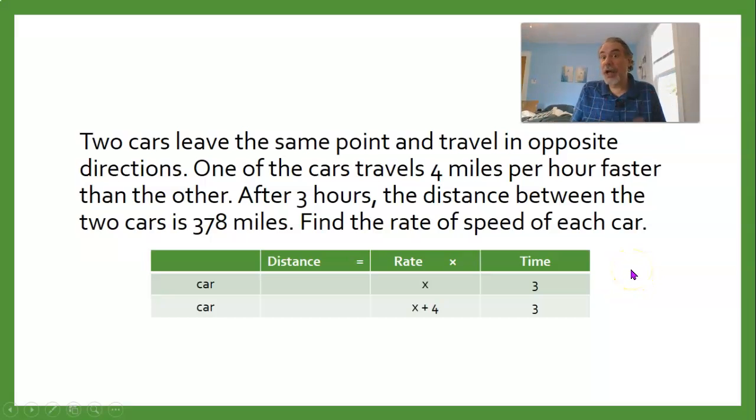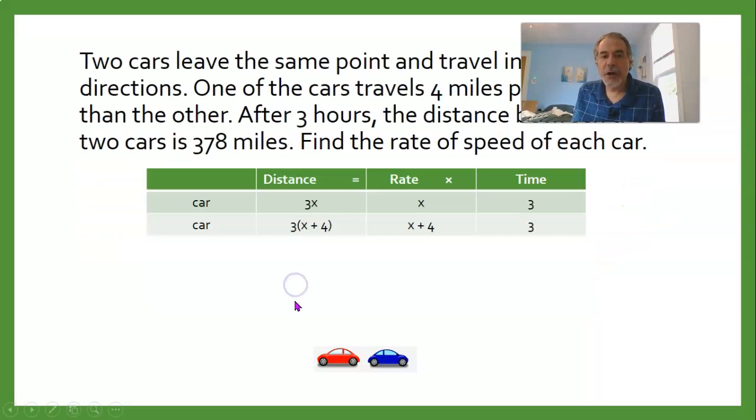And once we have 2 of those columns filled in, we can use them to put something in the third column. Here we have the rate and we have the time. And if you multiply those together, you get the distance. So for one car, it's 3x. And for the other car, it's 3 times x plus 4.